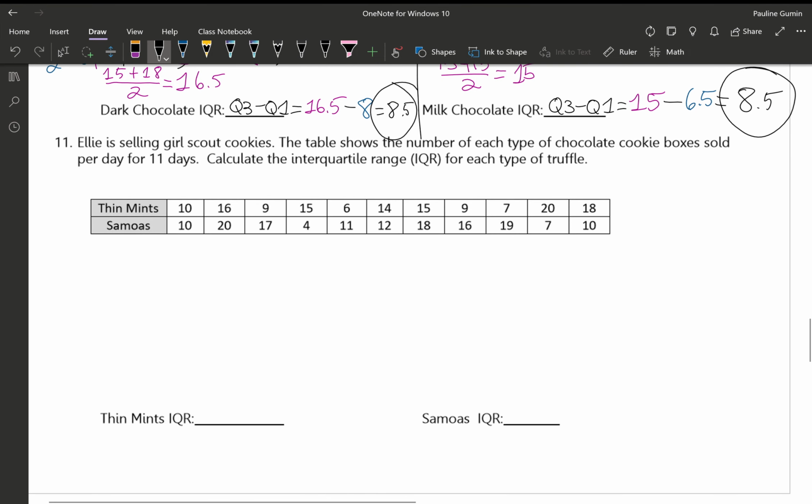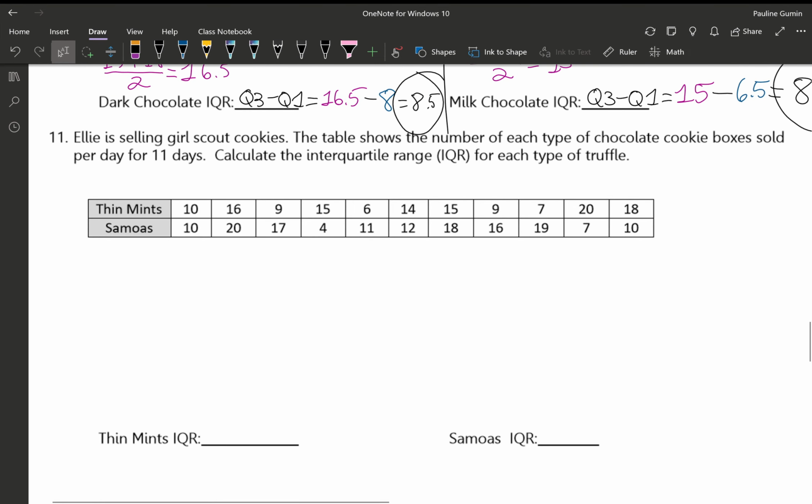Number 11. Ellie is selling Girl Scout cookies. The table shows the number of each type of chocolate cookie sold per day for 11 days. Let's find the IQR for each type.